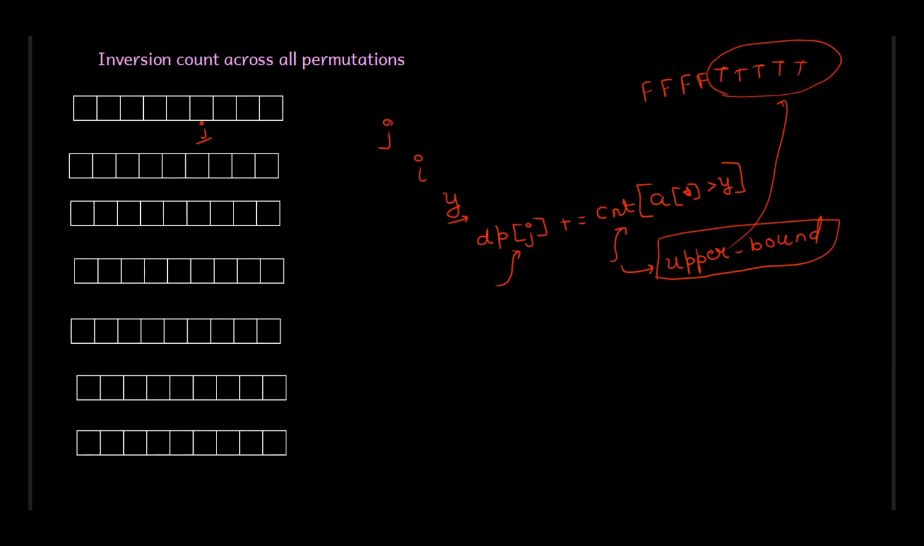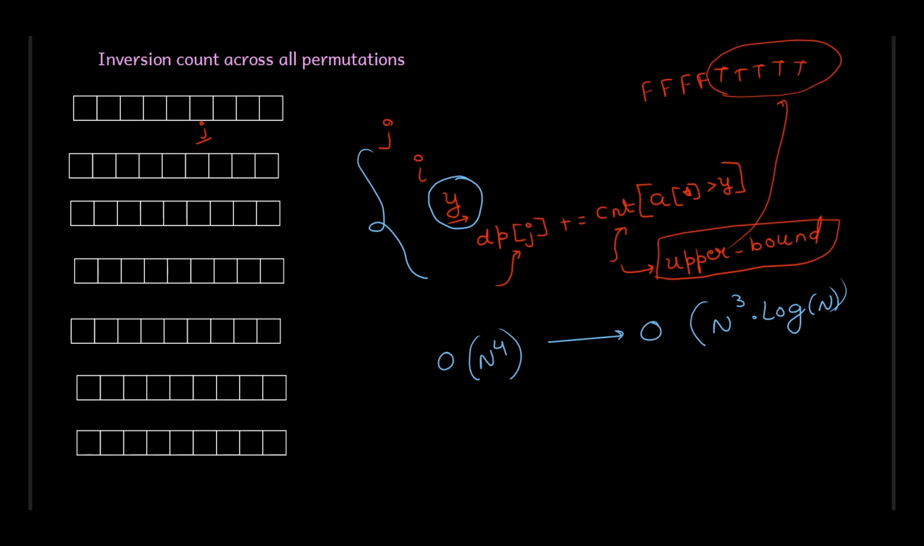So now you can see that we have optimized the complexity from O of n to the power 4 to O of n cube log n, by fixing this loop iteration y and taking the contribution all at once via binary search, right? So let me also write that down. We used binary search to take the entire contribution at once instead of iterating over it manually.